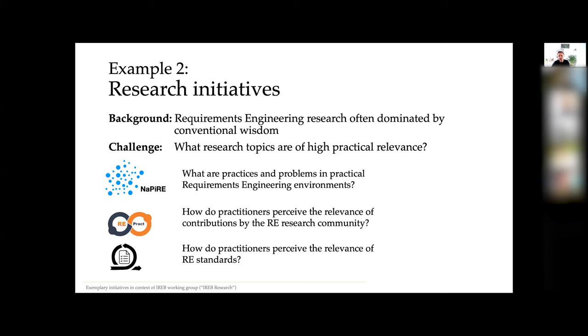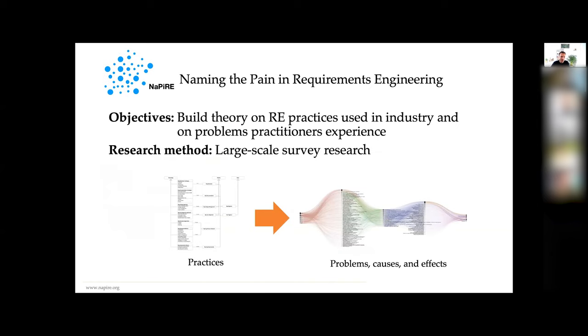And in this context, we run different studies within the research community. One of them I would like to show you very briefly in the following, which is the so-called NaPiRE initiative, aiming at exploring different practices and problems as they are experienced out there in industry. Now, NaPiRE stands for Naming the Pain in Requirements Engineering, and we started that 10 years ago. And what we do is we run every 2 years one survey worldwide together with many, many different colleagues, 80 people from different universities and different research institutes in total.